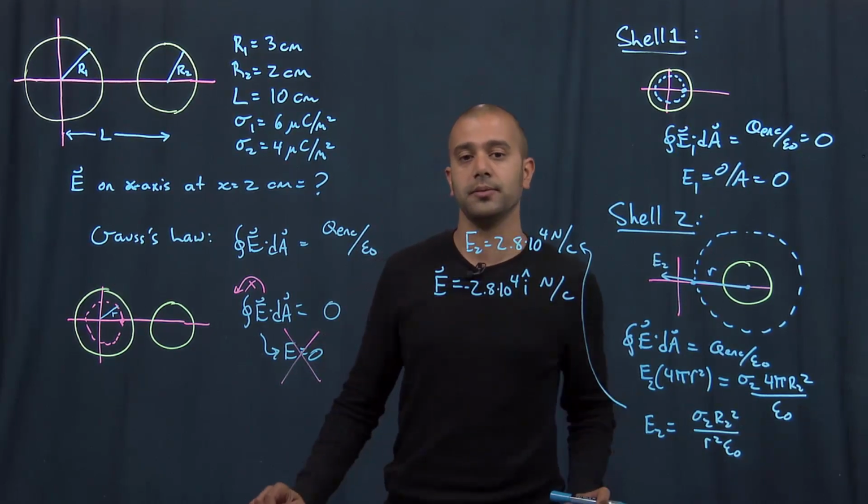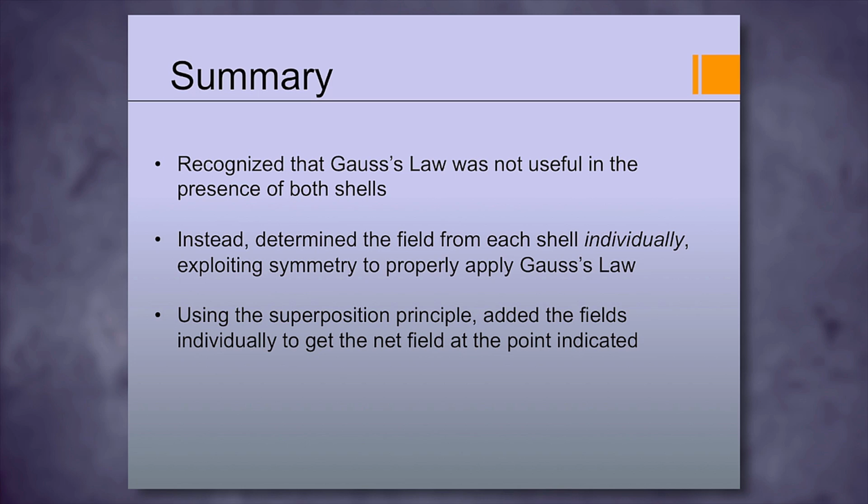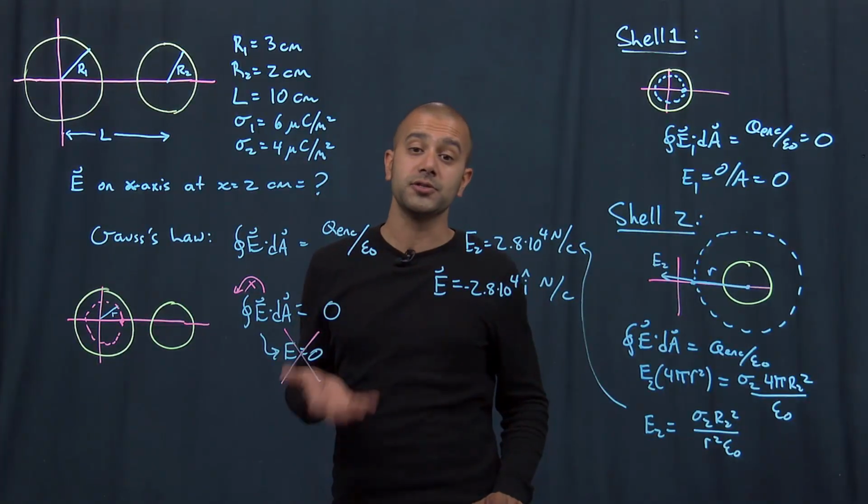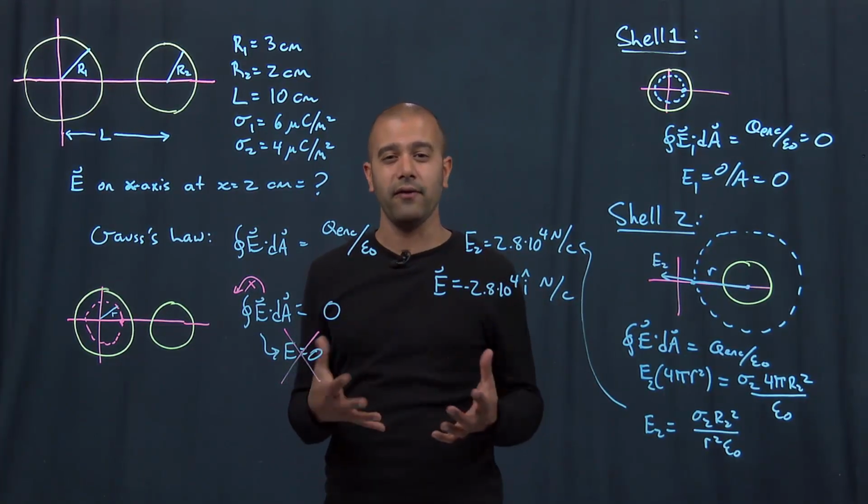Let's take a look at the summary. In this problem, we were asked to find the electric field due to two spherical charged shells. We recognized first that Gauss's law was not useful in the presence of both of these shells, so instead we determined the field from each shell individually, exploiting the symmetry to properly apply Gauss's law. And then finally, using the superposition principle, we added these individual fields to get the net field at the point indicated. I hope this is a useful example problem that highlighted the care that you have to take when you apply Gauss's law properly.